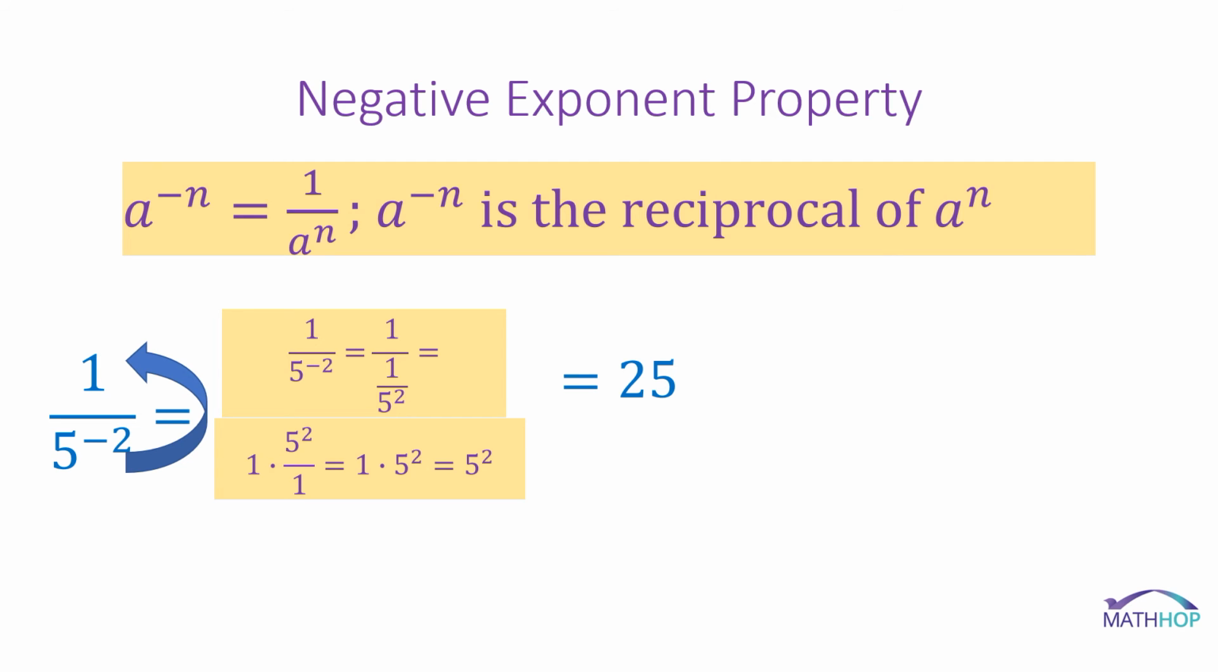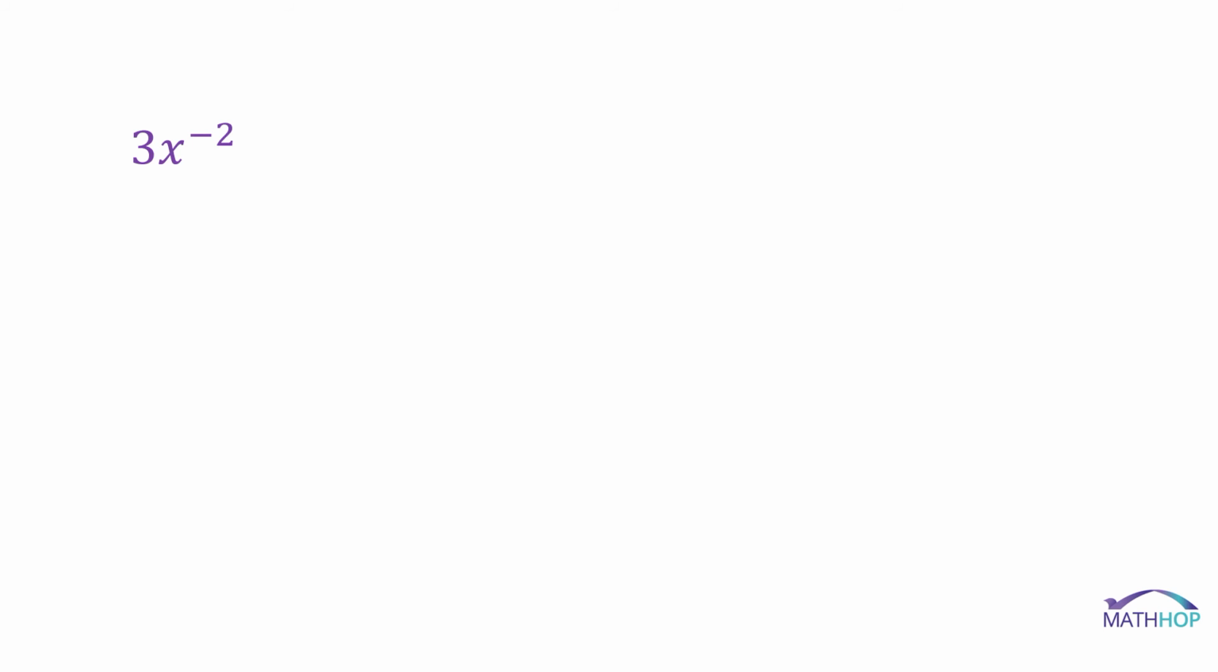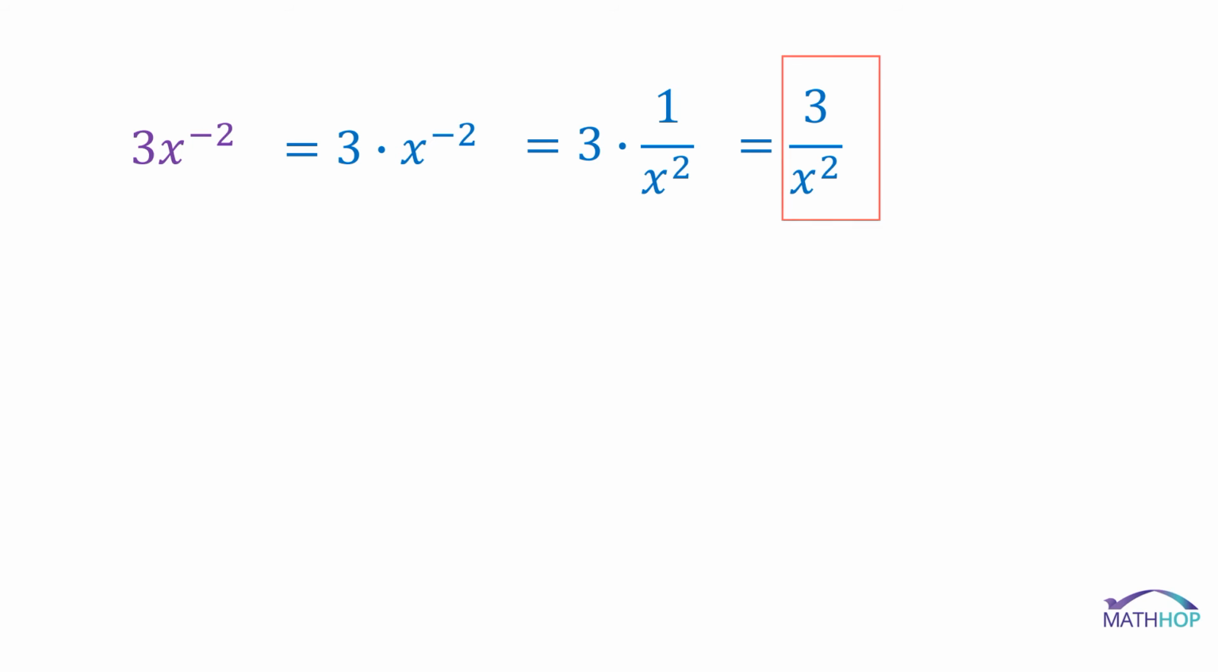Let's see some more. 3 times x to the negative second power. Okay, remember, we have to separate this. 3 is not being raised to the negative 2 power. Okay, this is 3 times x to the negative second. So x to the negative second power is simply 1 over x squared. So 3 times 1 over x squared is just 3 over x squared. That's it, we're done.